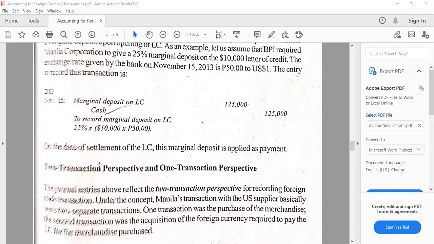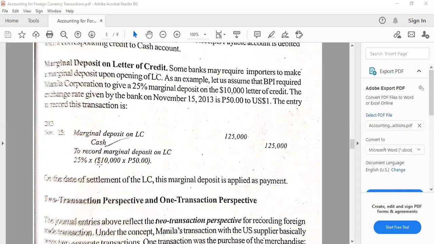Probably the purpose of this one is for the protection of both parties so that Manila Corporation would really proceed to the transaction. And if it would not, at least the company can perhaps deduct a portion of this amount and return whatever is left after deducting the charges to Manila Corporation. So at least BPI would not be on a losing end.